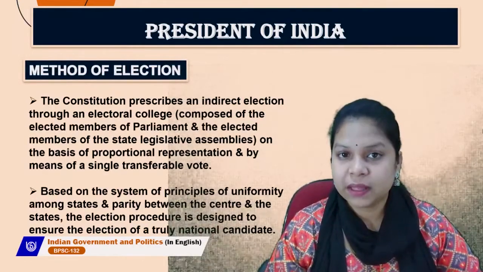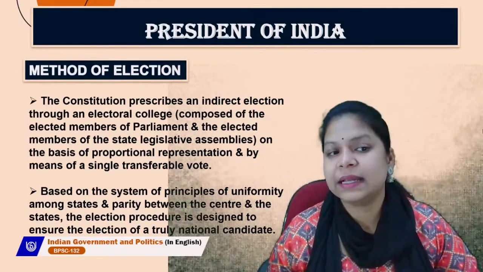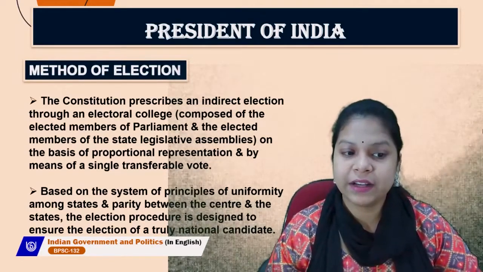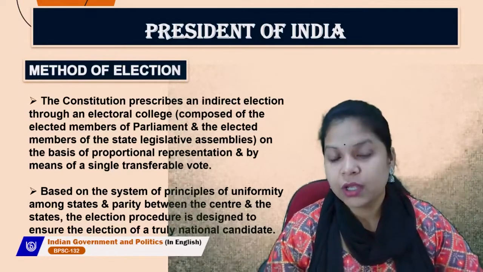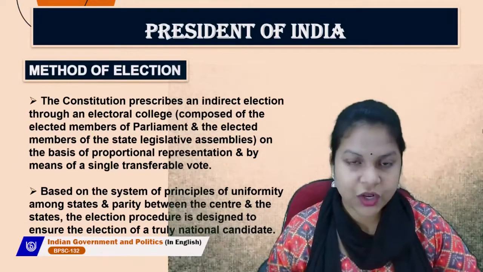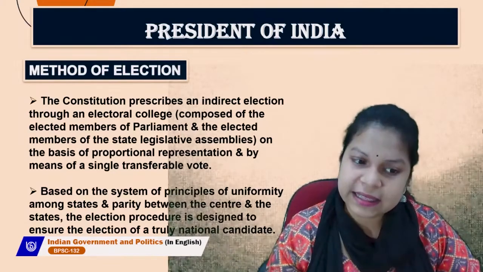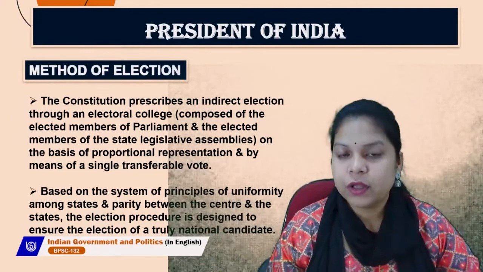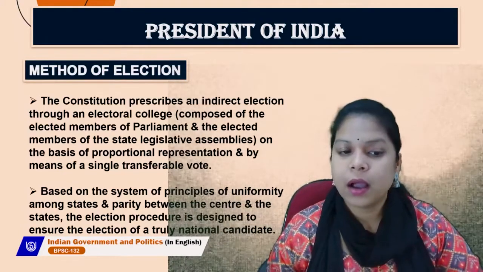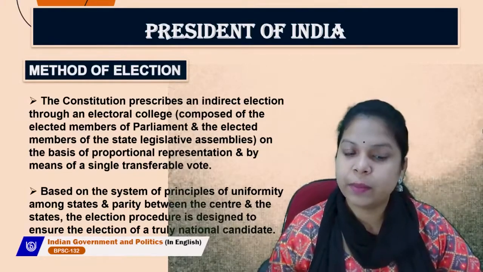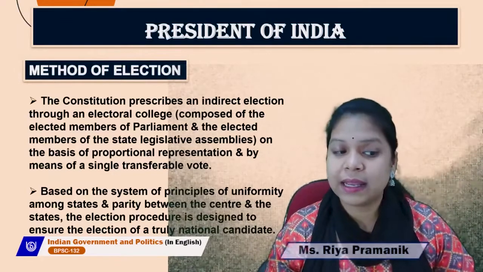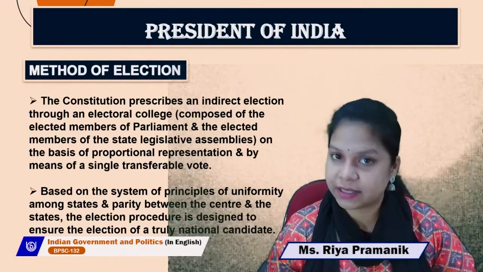Let's talk about the method of election, how presidents are elected. The Constitution prescribes an indirect election through an electoral college. So the election of the president is done through an electoral college. And now let's see what this electoral college is composed of. The electoral college, which elects the president of India, is composed of, first, the elected members of the parliament, and second, the elected members of the state legislative assemblies.